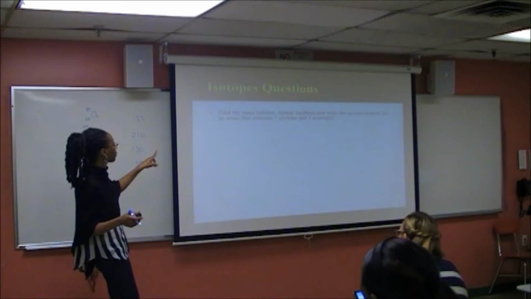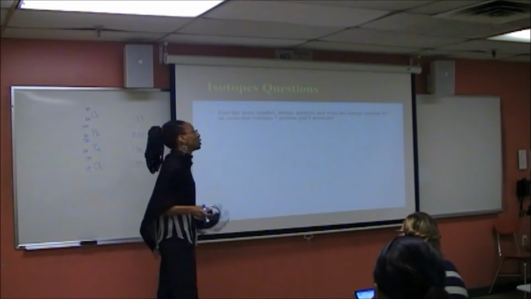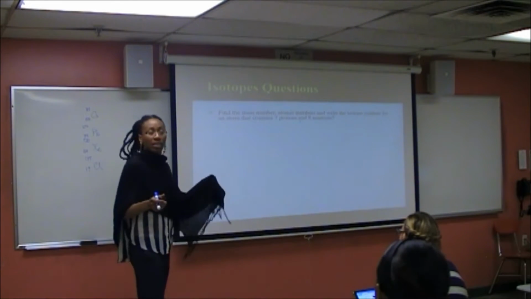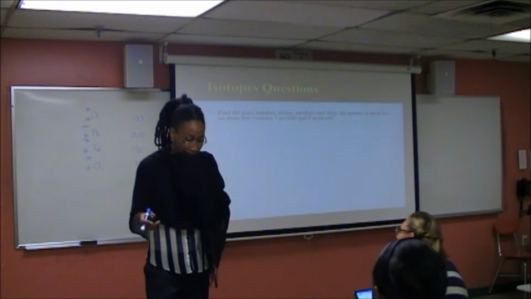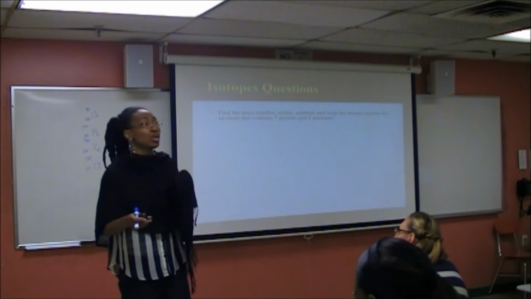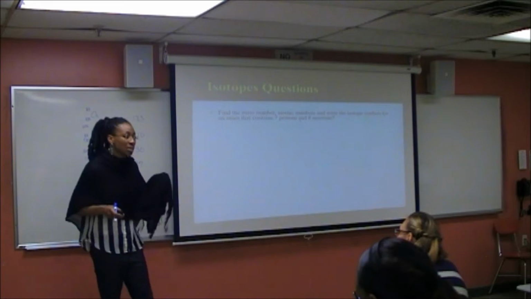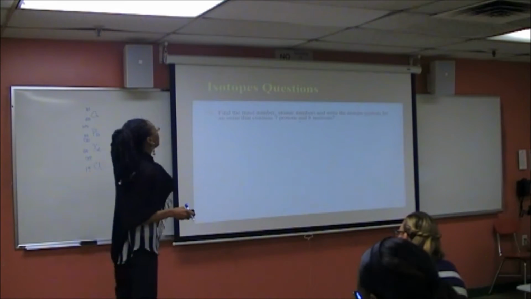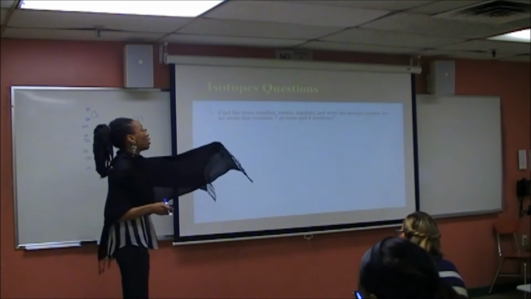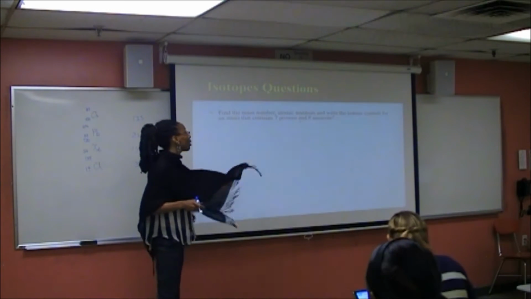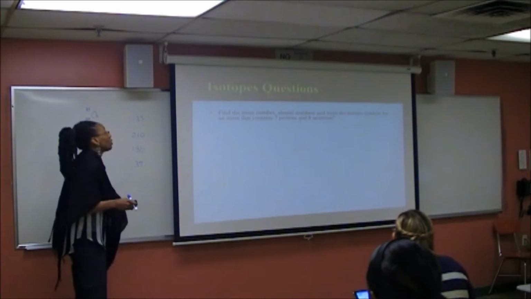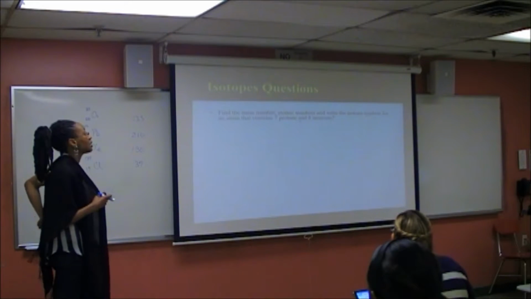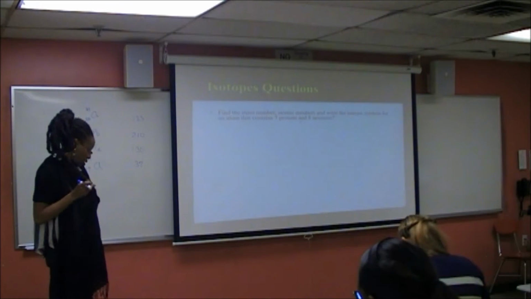Now, isotope questions. Hold up, one more. Yeah, go ahead. For 1 to 20, we need to know that number at the bottom too? No, you don't need to know the mass number. Just the symbols, their names, and the atomic numbers. Find the mass number, the atomic number, and write the isotope symbol for an atom that contains 7 protons and 8 neutrons.